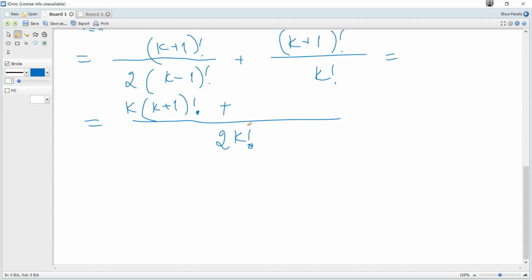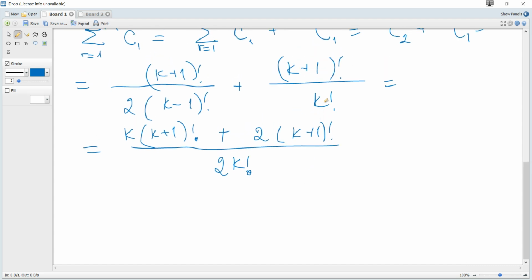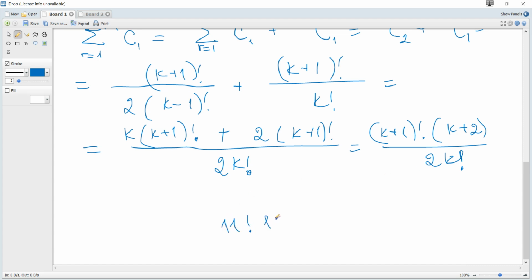And plus 2 multiplied by k plus 1 factorial. Because for this additional factor, it's just 2. And we can see that we can factor out k plus 1, and it becomes k plus 1 factorial multiplied by what? K plus 2, and divided by 2k factorial. But what is k plus 1 factorial multiplied by k plus 2? It's like 11 factorial multiplied by 12, and it's what? 1 times 2 times so on up to 11, and together with 12 it becomes just 12 factorial, and hence it becomes k plus 2 factorial.